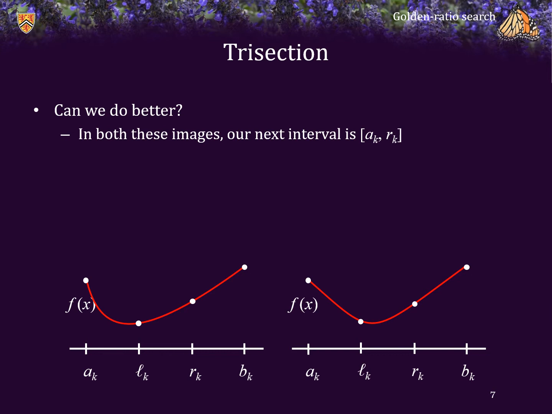So if the width of the interval was B_k minus A_k, after one iteration, the width of the new interval we're searching on is 2/3 of B_k minus A_k. That is, we've reduced the width of the interval by a factor of 2/3. That's not as good as the bisection method. The bisection method halved the width of the interval. At this point, we can only reduce the width of the interval by a factor of 2/3.